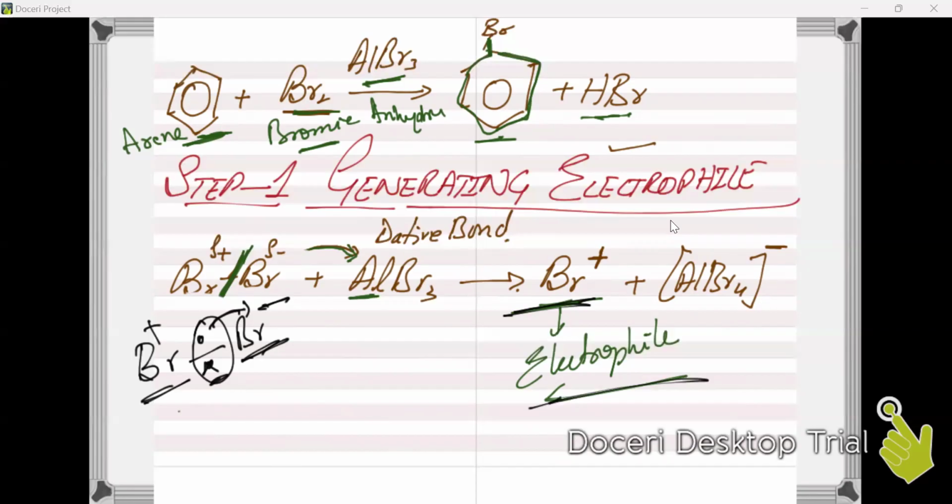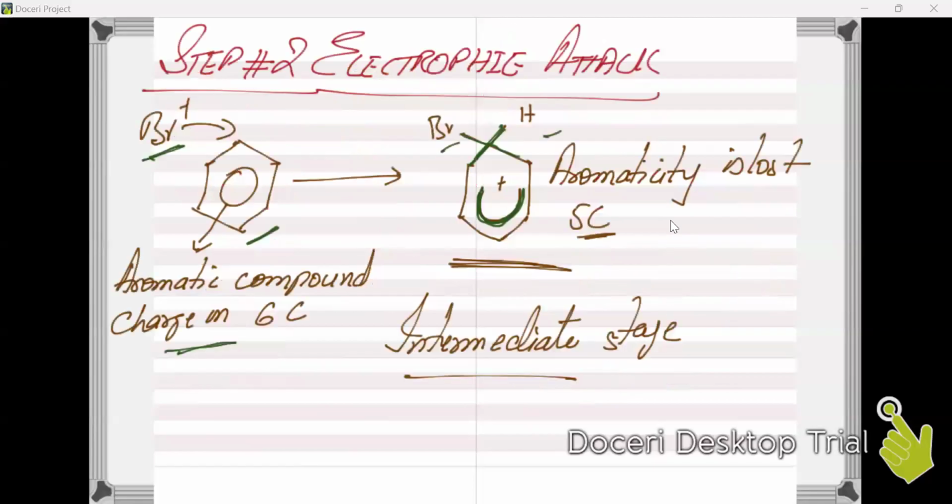Now, this one, of course, can't live alone. It has to get stabilized with someone. So it is going to form a dative bond with aluminum tribromide. I hope you know about the dative bond. If not, then you can see my video of chemical bonding. And this is what we will be getting, but it's temporary. Keep it in your mind that this aluminum tribromide is not going to let this bromine live forever. They're going to release this bromine very soon.